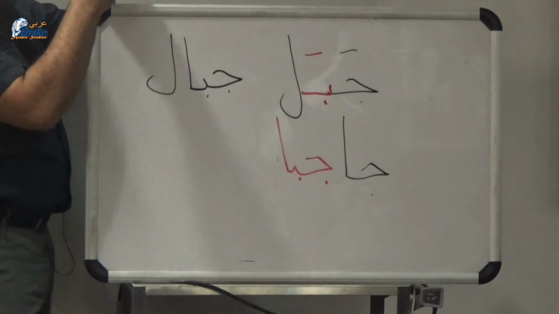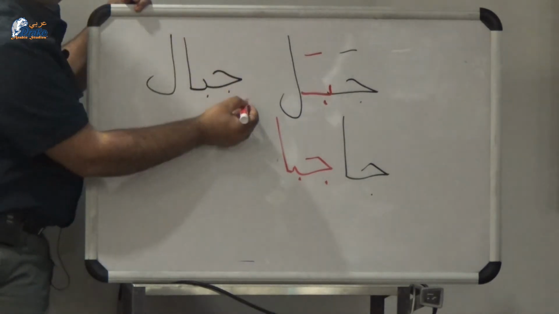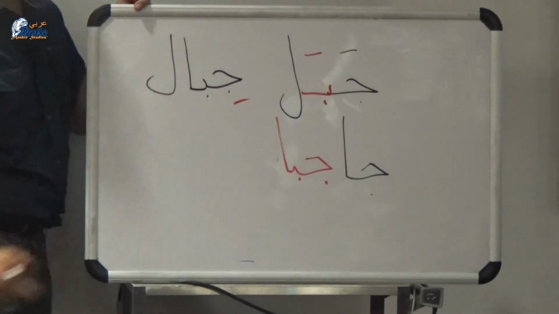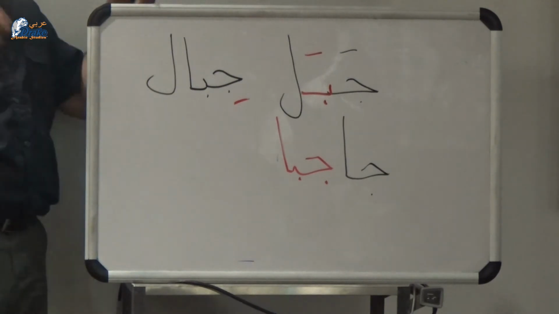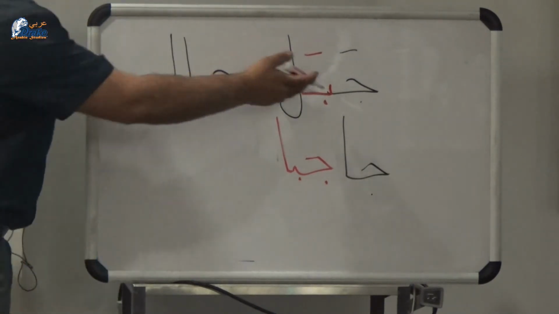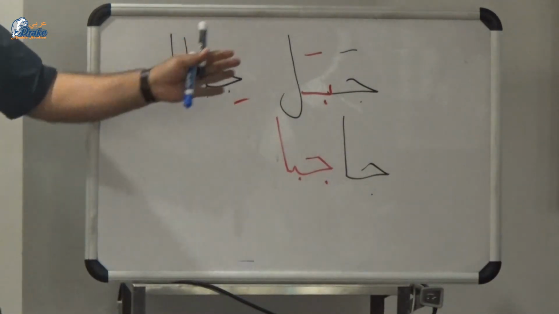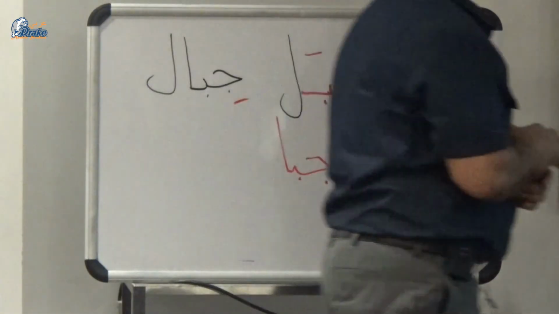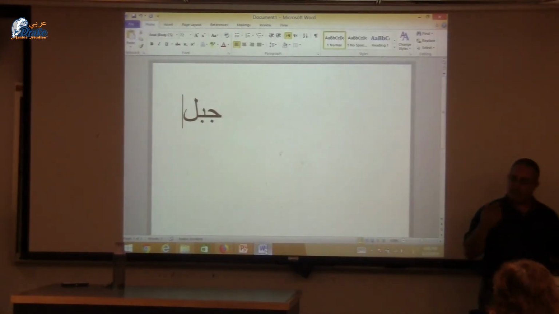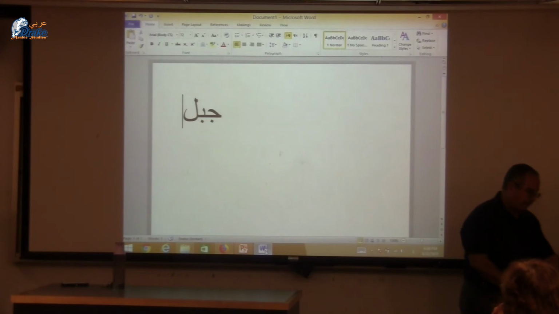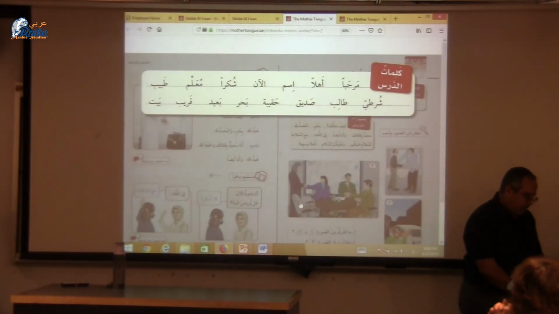Okay. Now, this one, Jibal. And Jibal means mountains, plural. So it's the same thing. Jabal, Jibal. Mountains. This is one mountain, that's multiple mountains. Well, I wanted to show you this so that if you have some practice time at home, you can always do that. All right.